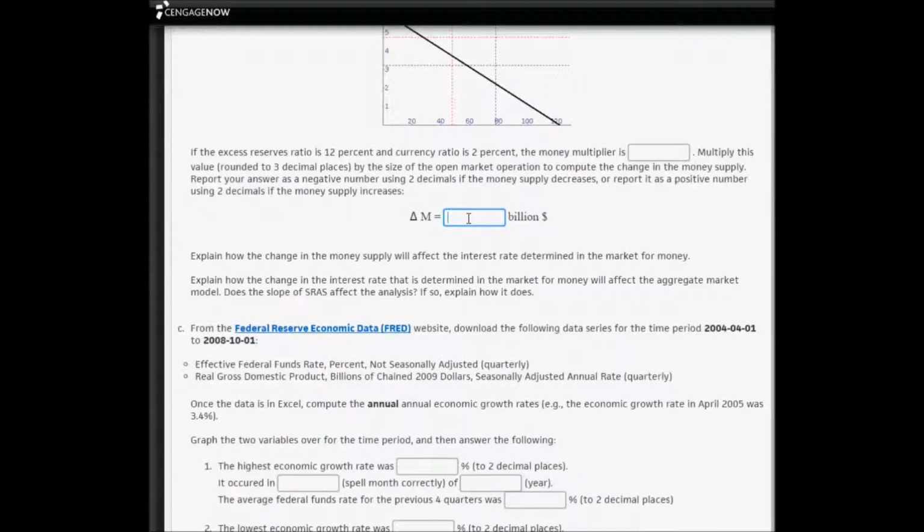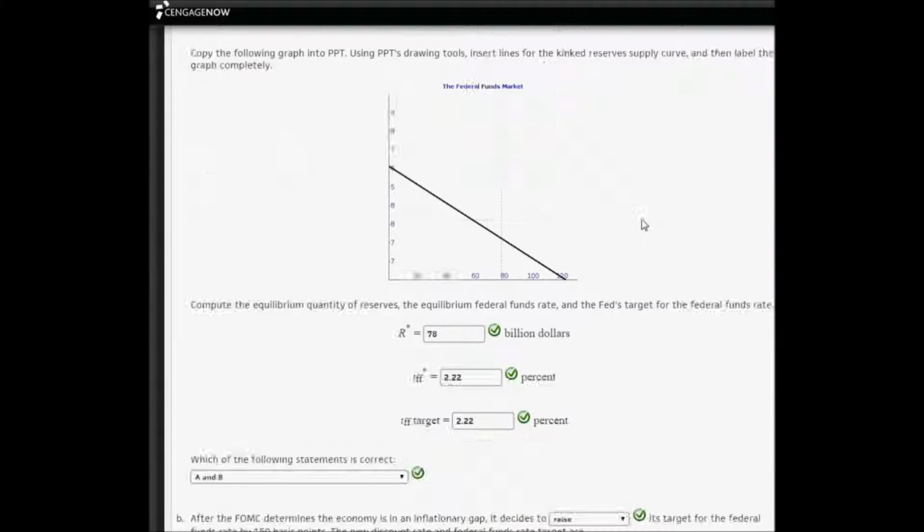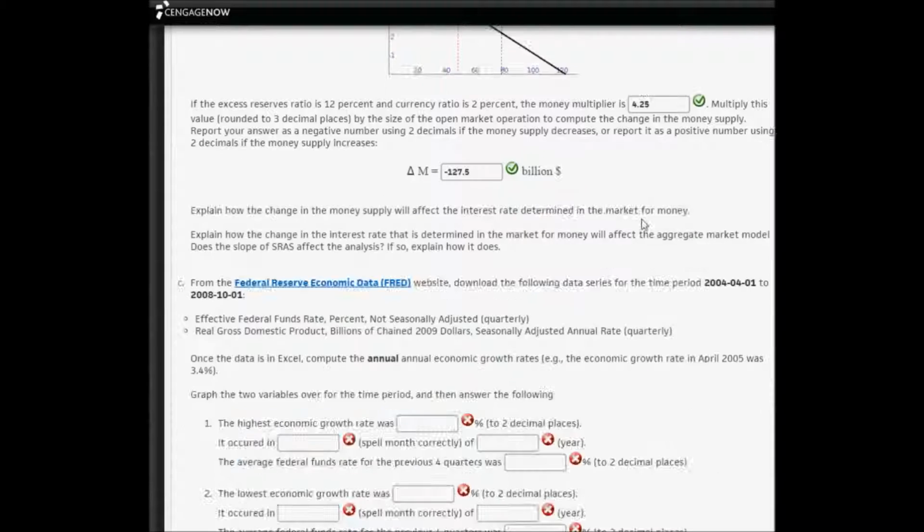I'm going to check my work and I should get everything but C correct. I leave C to you. And it looks like I got everything correct but part C.